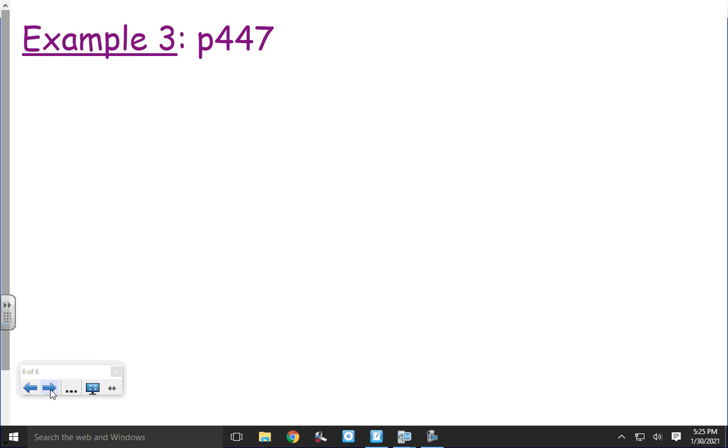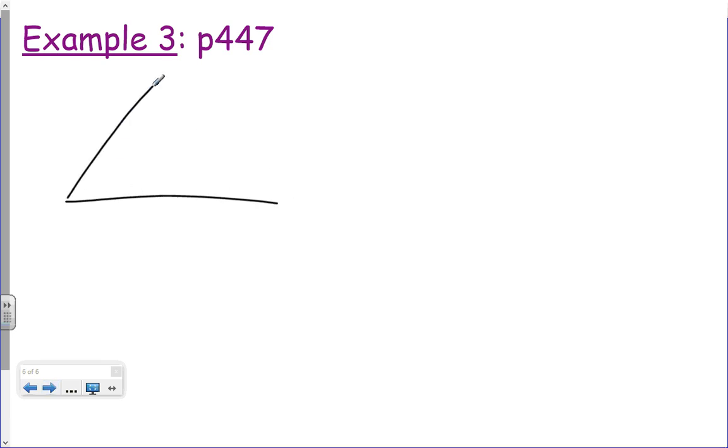Example 3 here on page 447 says, suppose that the lengths of the sides in example 2 are 3 meters, 7 meters, and 11 meters for X, Y, and Z. So it looks like they just changed the measure of side length Z. Let's draw our triangle here again. This was our X, this is our Y, and this is our Z. The 3 meters for X is still the same, 7 for Y, but now 11 for Z. And the question is, what is the largest angle? What is the measure of Z?